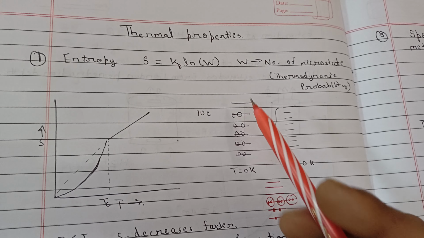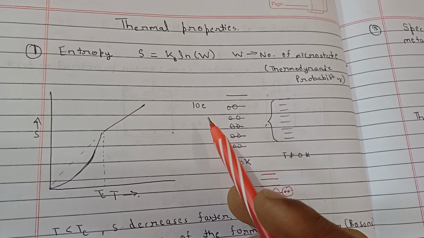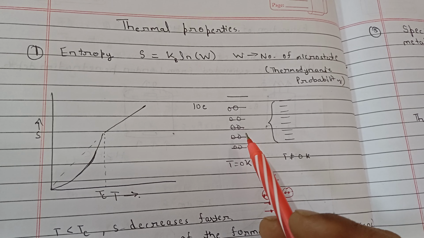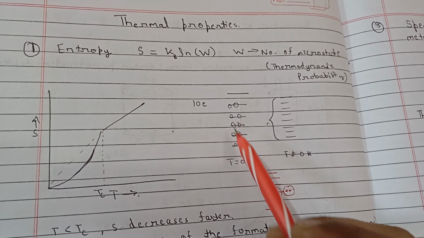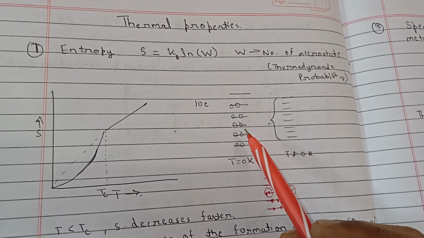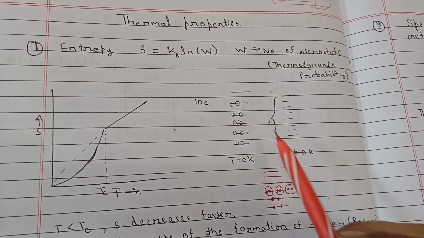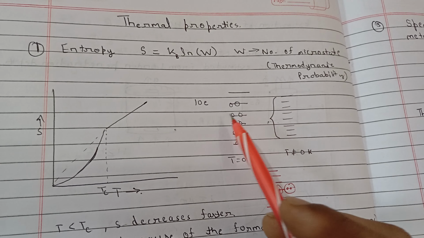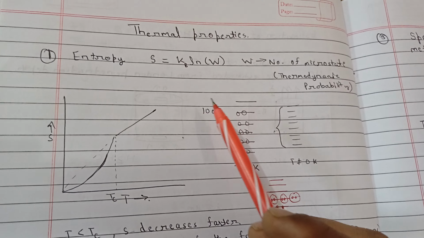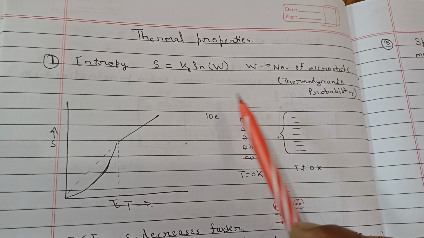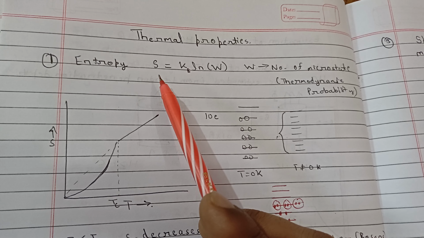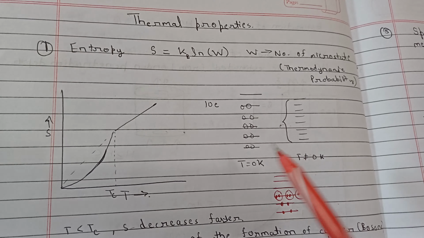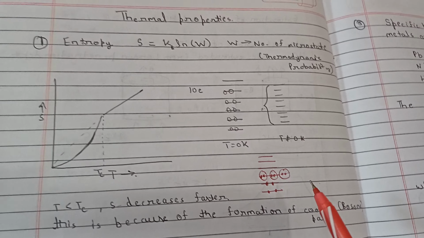For example, if there are 10 electrons, then at T equal to 0 Kelvin only 5 states are required to fill these 10 electrons. So W will be 5. But when T is not equal to 0 Kelvin, they can be placed in more than 5 states. That's how W varies, and the spontaneousness, or entropy, varies according to the number of states.